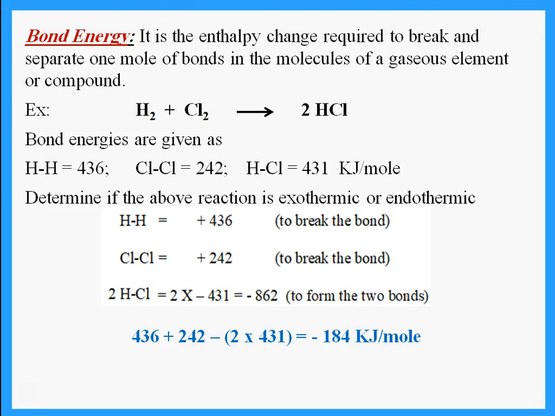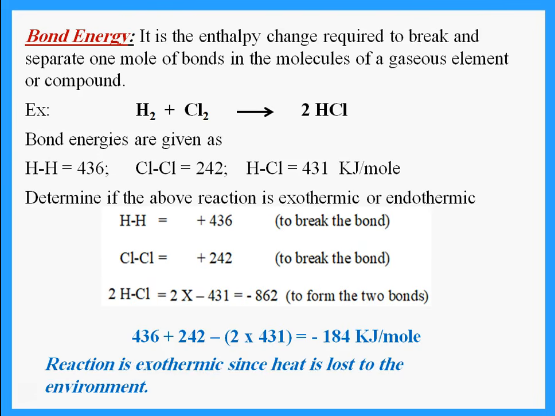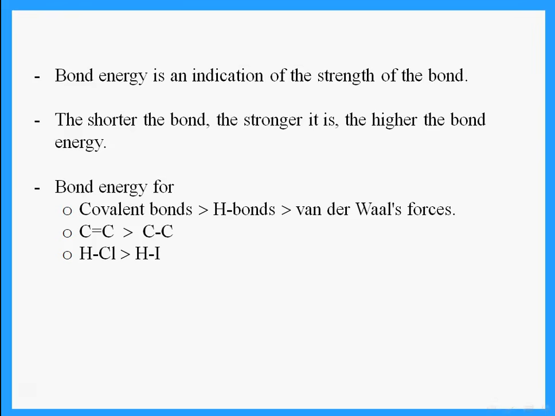Now, in order to calculate the overall delta H, we have the energy needed to break the bonds as a positive number minus the energy released when the bonds are formed in the products. Overall here, for example, the answer is a negative number, and that tells me that overall this reaction is exothermic. Okay, why is it exothermic? Because heat is lost to the environment. If it's a negative number, that means heat is given out to the environment.